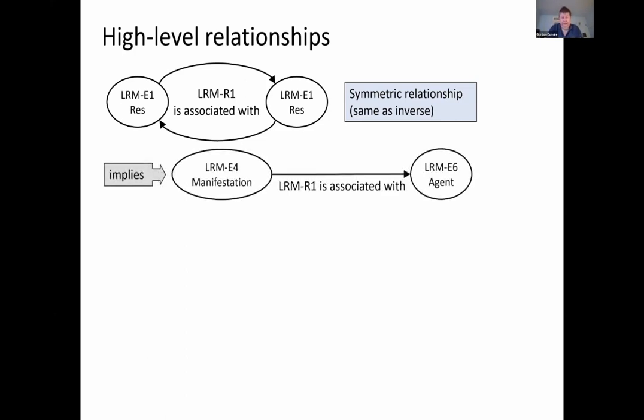The LRM does not explicitly state this, but in its introductory chapters, it clearly indicates that this relationship can be cascaded down the entity hierarchy. Res is the top level entity in the LRM. So the association relationship can, in principle and in practice, be cascaded down to pairwise relationships between any two LRM entities. I've chosen manifestation and agent.